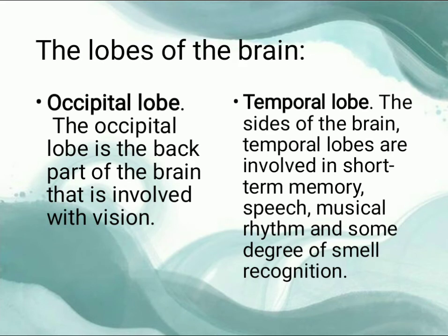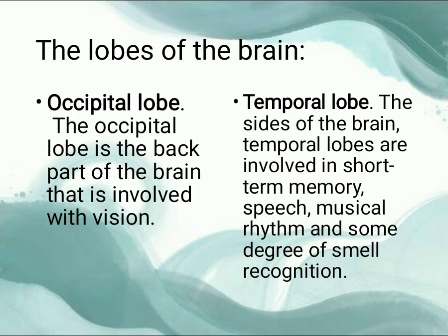Occipital lobe. The occipital lobe is the back part of the brain that is involved with vision. The occipital lobe is the smallest of the four lobes of the cerebral hemisphere and is involved with vision.